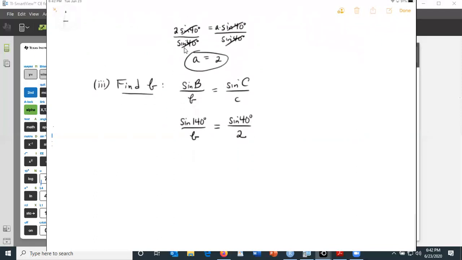All right, and just as a quick review from yesterday, remember, when you're looking at numbers like 2 and 40, remember you can't reduce those.